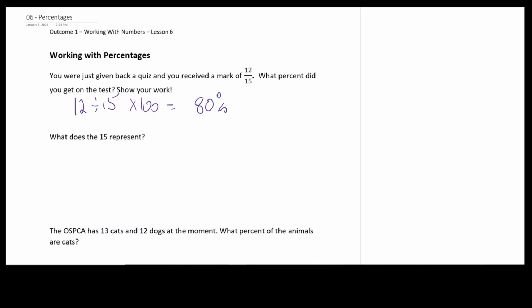And then the key thing I want you to pay attention to is, what does that 15 represent? Well, if you got 12 out of 15, 15 is the total amount of marks on the test. That's the key thing to pay attention to. It's easy to think of with a test, but when we're in a different context, you've got to deal with a total when you're doing percentages.